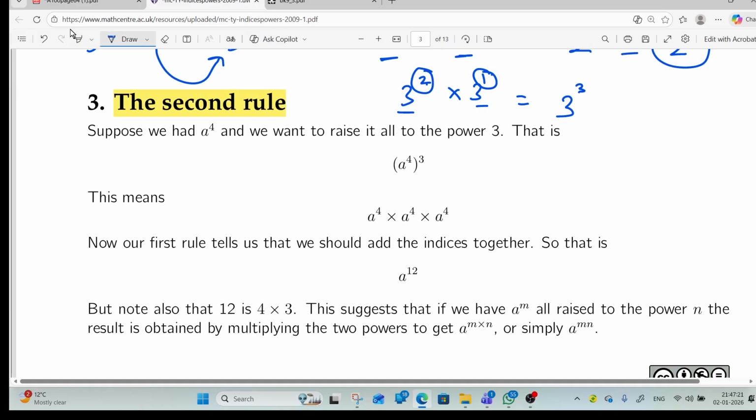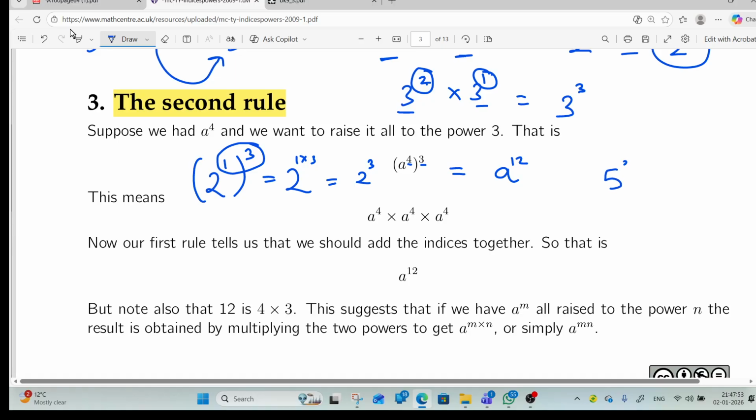So the second rule is if we have two powers, like a to the power 4 and 3. To solve them, just multiply the powers: a to the power 4 times 3, which is 12. If there are two powers, for example, you have 2 to the power 1 and 2 to the power 3, what would you do here? You will write the base as it is and multiply these two: 1 times 3, which is 3. So you'll get 2 to the power 3.